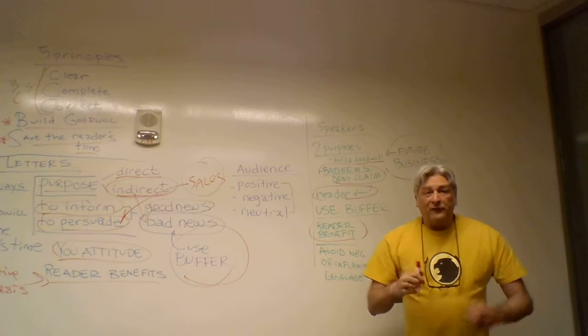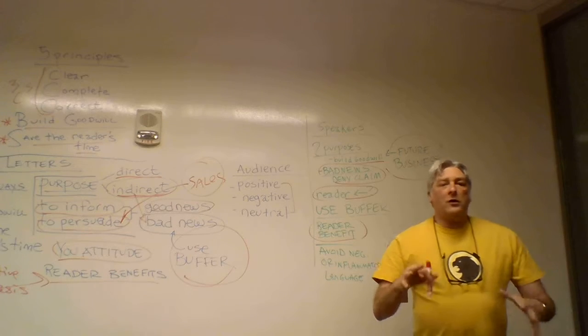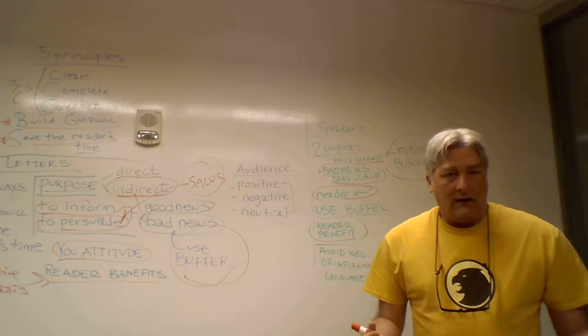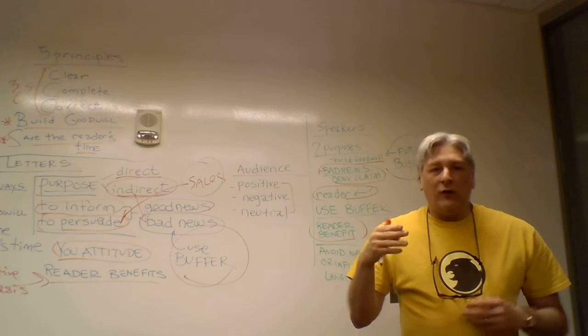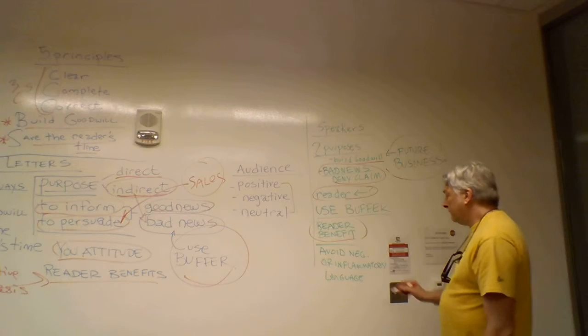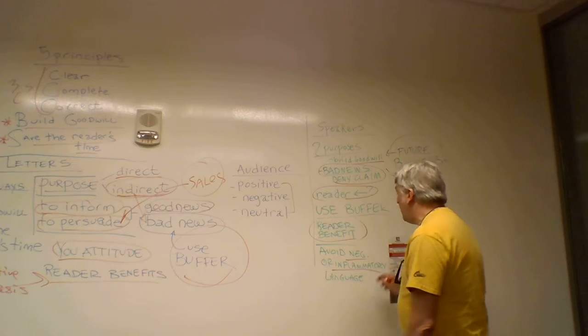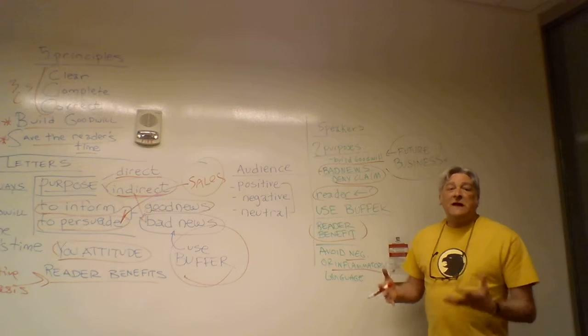You could use a reader benefit as a buffer. You're given a reader benefit in the write-up. You could use that, or you could talk about Gannon and what Gannon is committed to, and use that as a buffer, or something else. So that's something for you to think about. But you definitely want to avoid negative and inflammatory language. And this stuff is built right in.